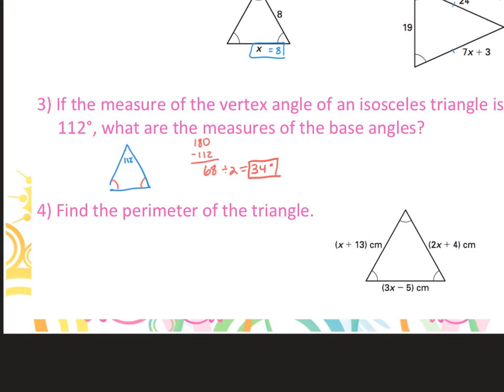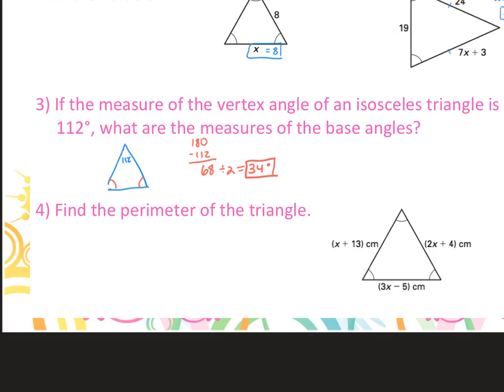And be careful, because if it had said one of the base angles is 34, what are the other two angles? You'd have to know that the base angle is the one that happens twice. So it would be 34, 34, and then you'd find the other one, which would have been 112.